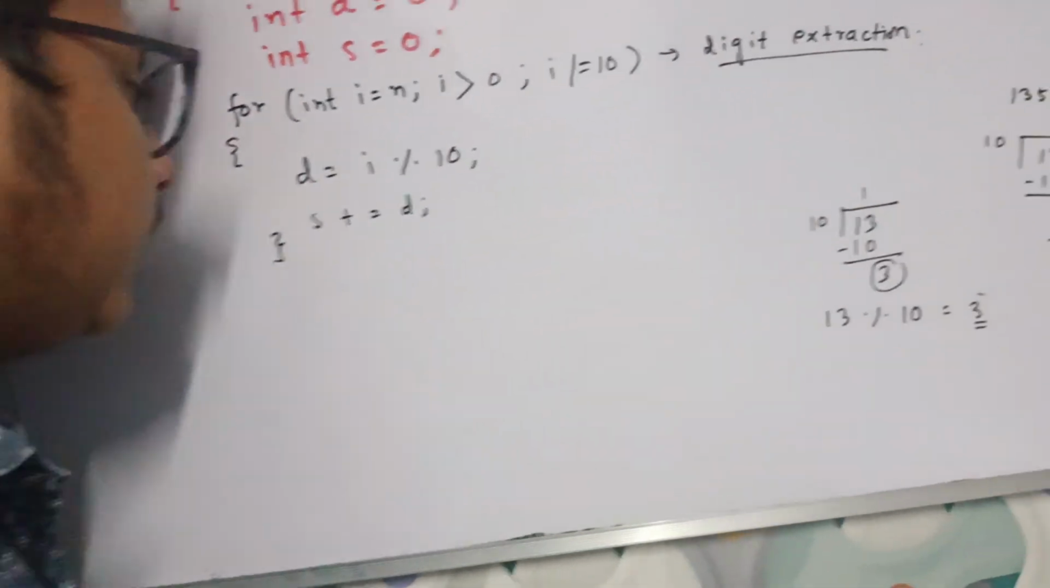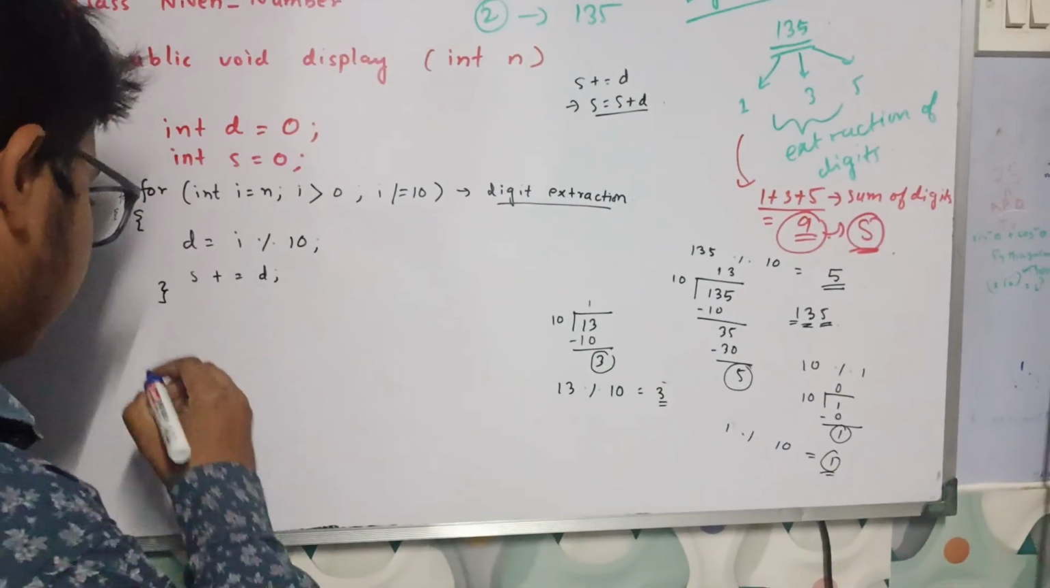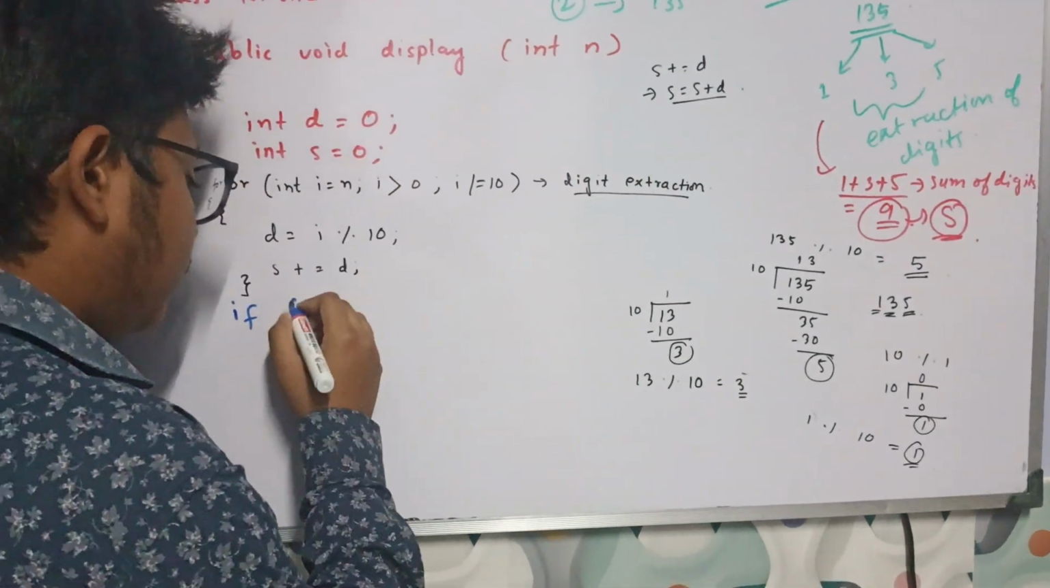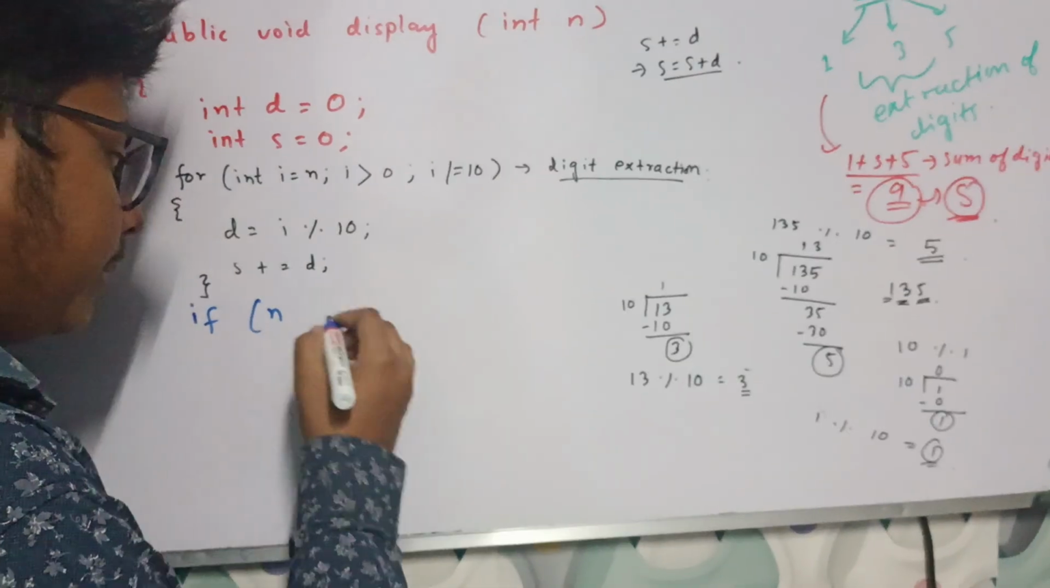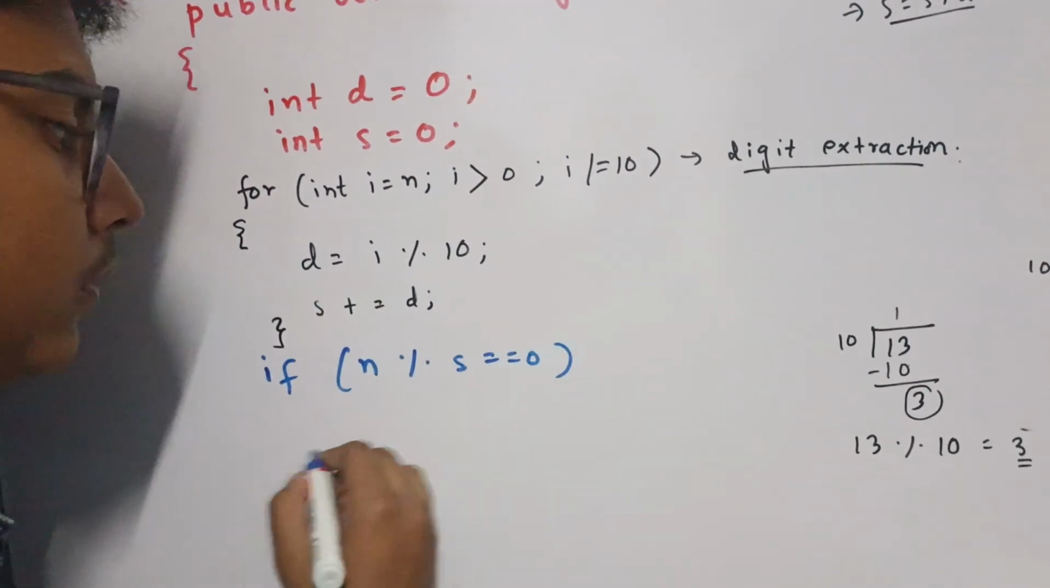Now we have to check whether the number is itself divisible by the sum of its digits. Let's check it. If the number is divisible by the sum of the digits, meaning n mod s double equal to 0.